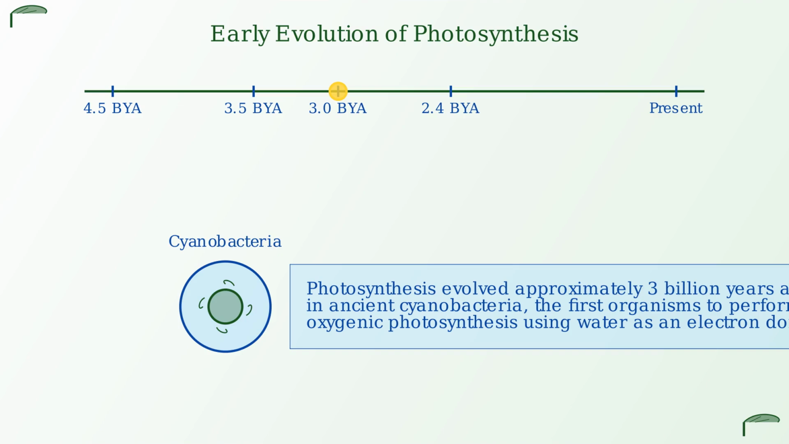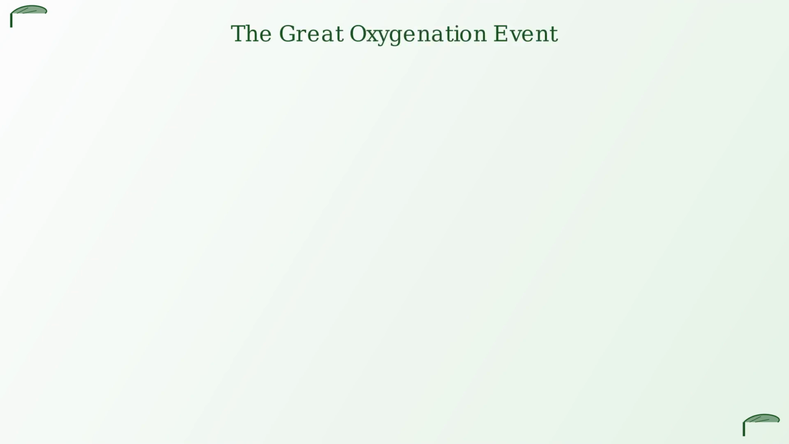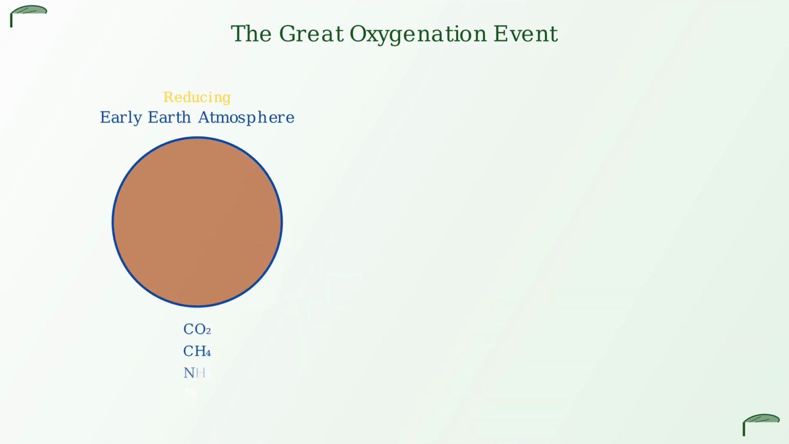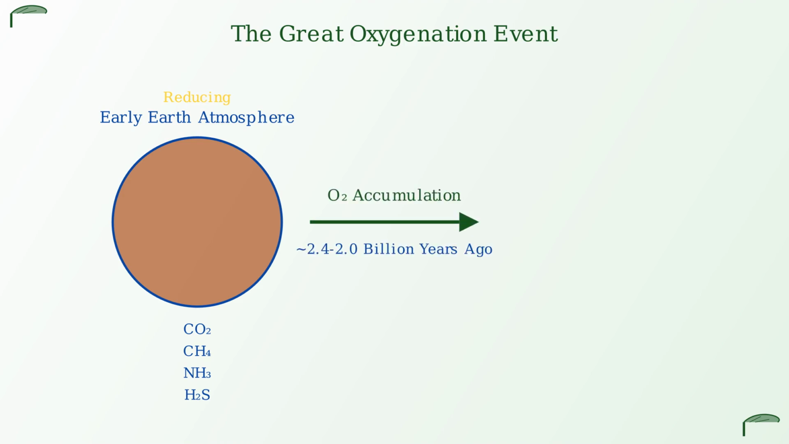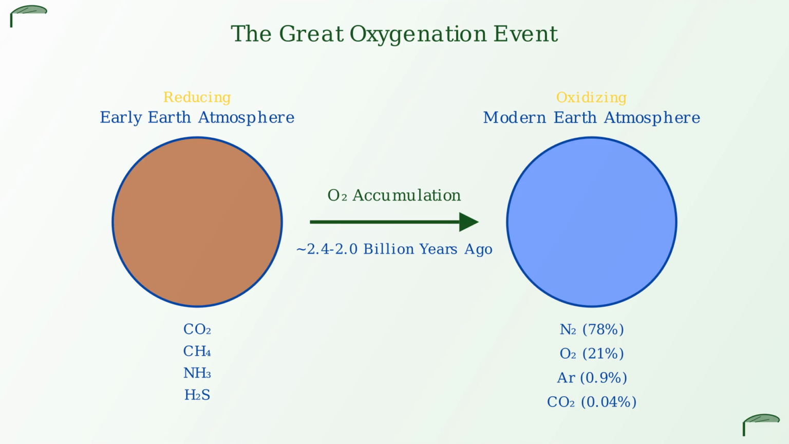life to evolve. The evolutionary innovation of oxygenic photosynthesis led to what scientists call the Great Oxygenation Event. Before photosynthesis evolved, Earth's atmosphere was dominated by reducing gases like carbon dioxide, methane, ammonia, and hydrogen sulfide. As cyanobacteria produced oxygen through photosynthesis, it initially reacted with dissolved iron in the oceans, forming iron oxide deposits. Eventually, oxygen began to accumulate in the atmosphere. Between 2.4 and 2.0 billion years ago, atmospheric oxygen levels rose dramatically, transforming Earth's reducing atmosphere to an oxidizing one.